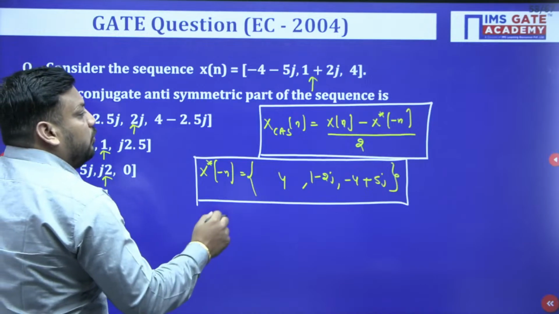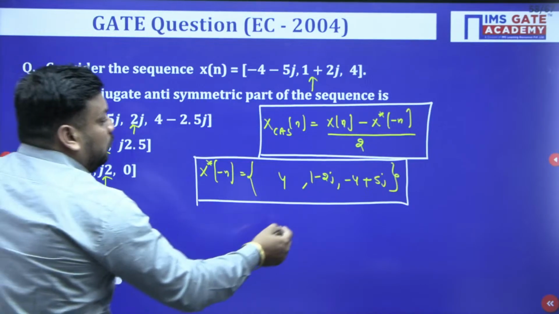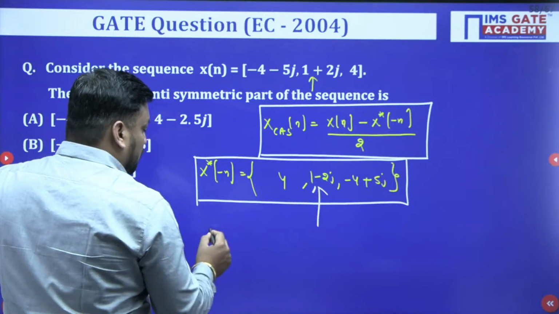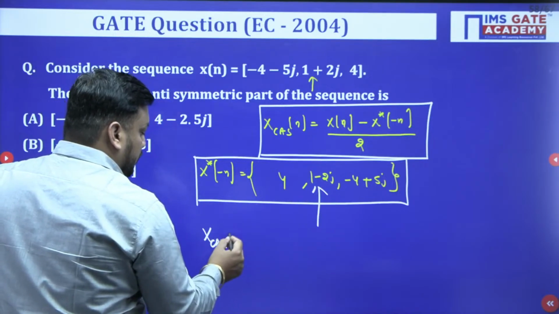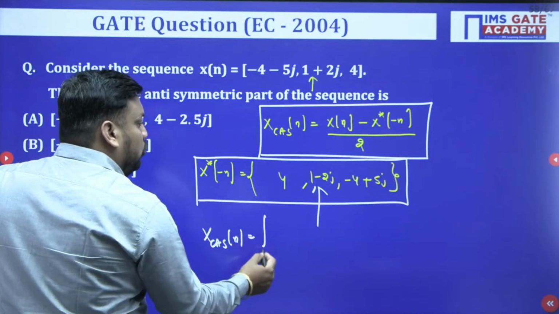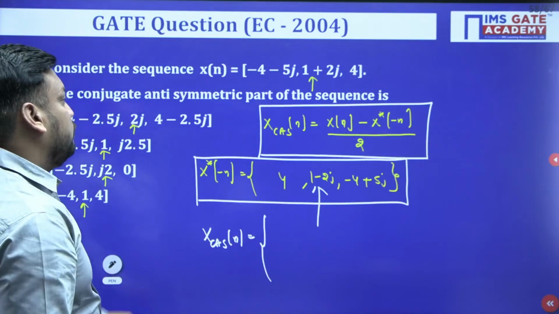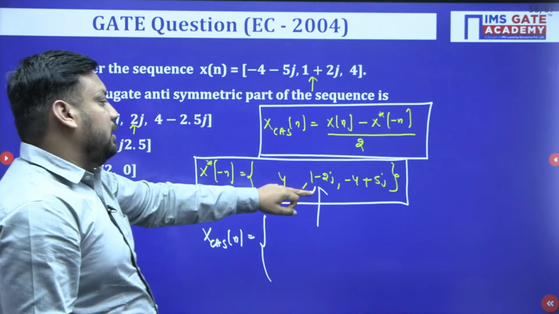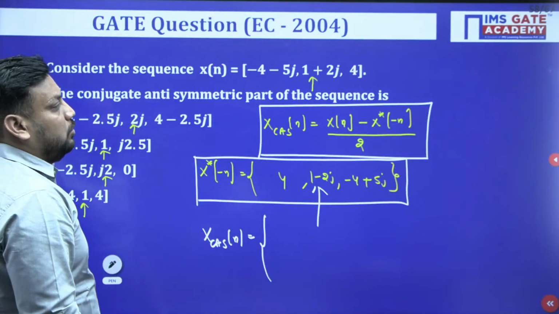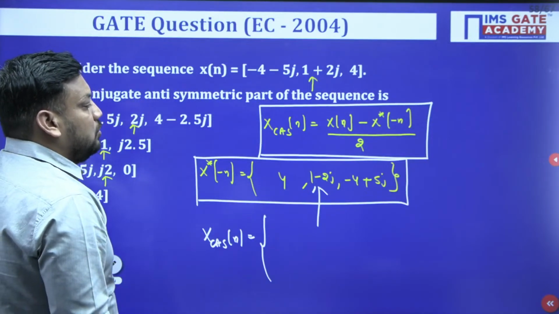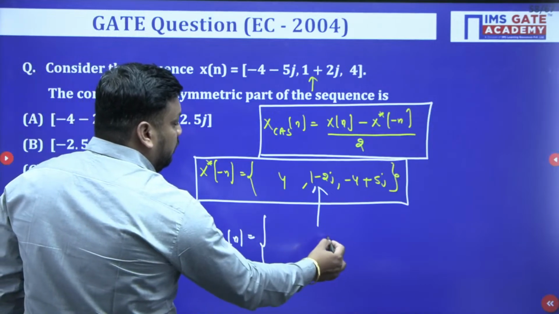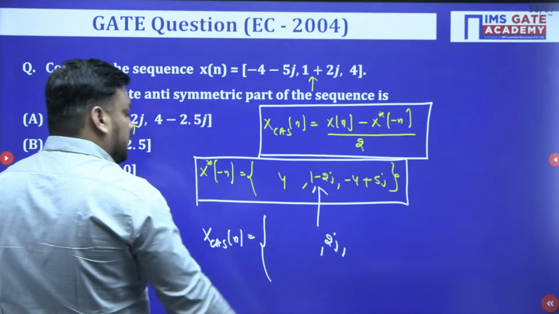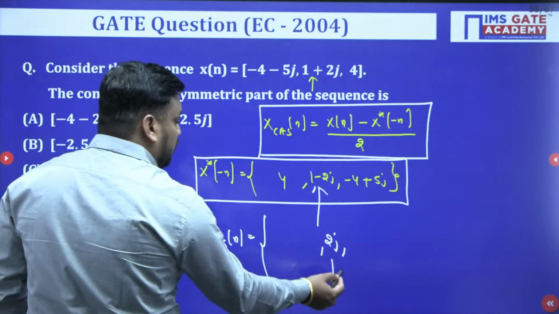Now if you wish to subtract, because here you have to subtract for conjugate antisymmetric, you have to tell me what the conjugate antisymmetric part of n is. Point to point we need to subtract. So x of n is here 1 plus 2j minus 1 minus 2j. Don't you think the 1 cancels out? So it will become 4j upon 2, so it will become 2j only. So the center part will be 2j for sure.